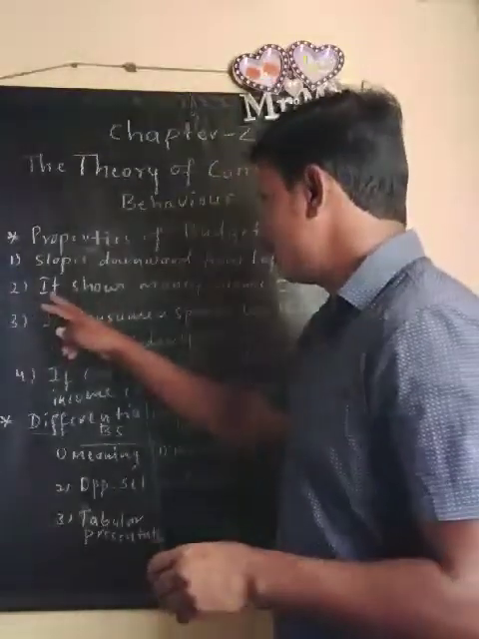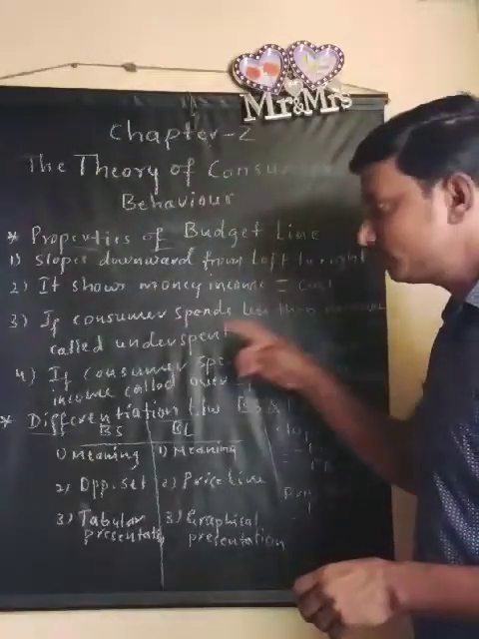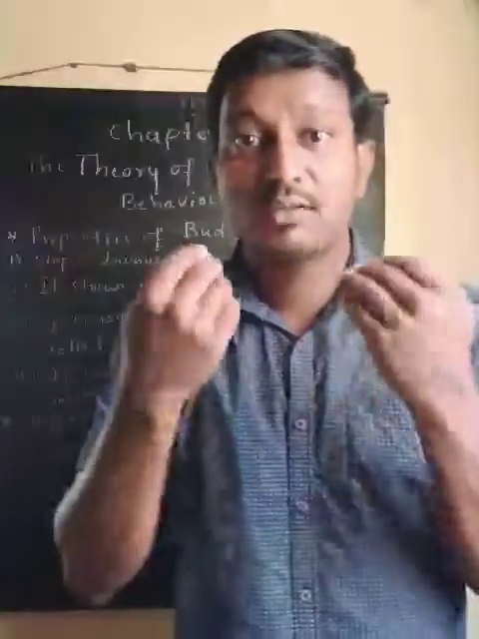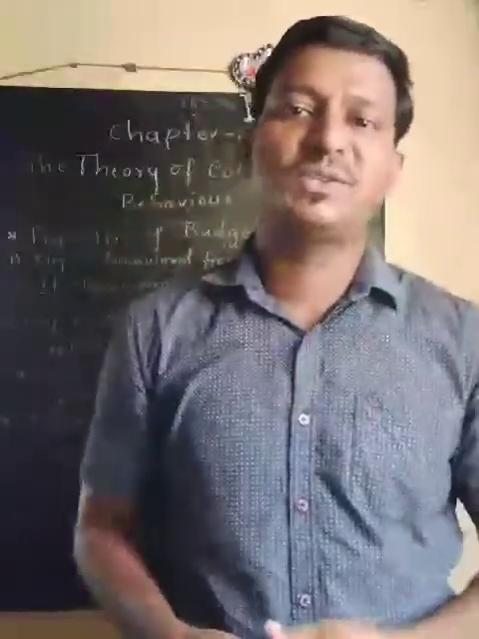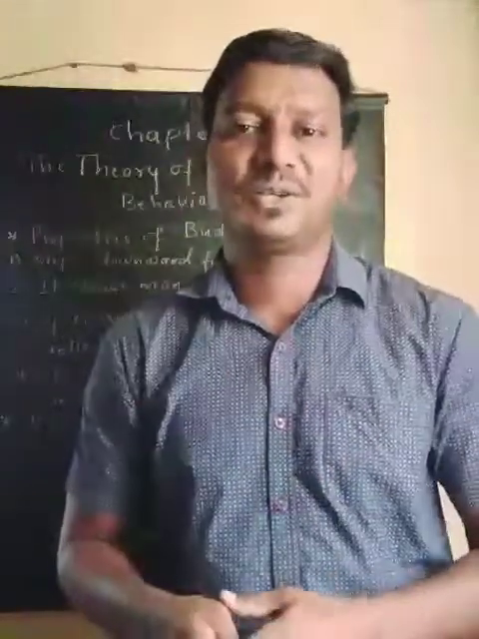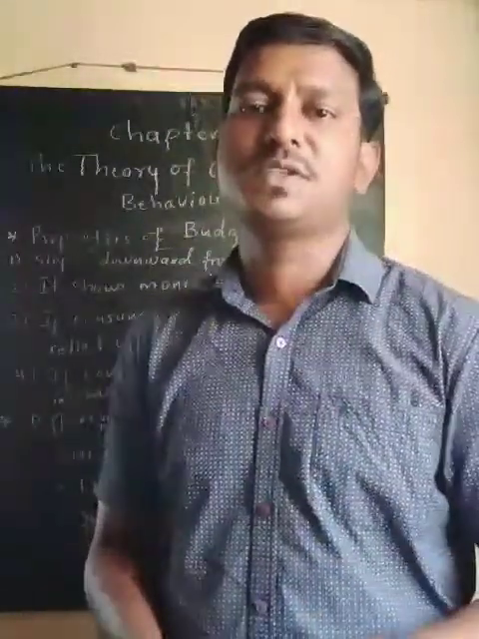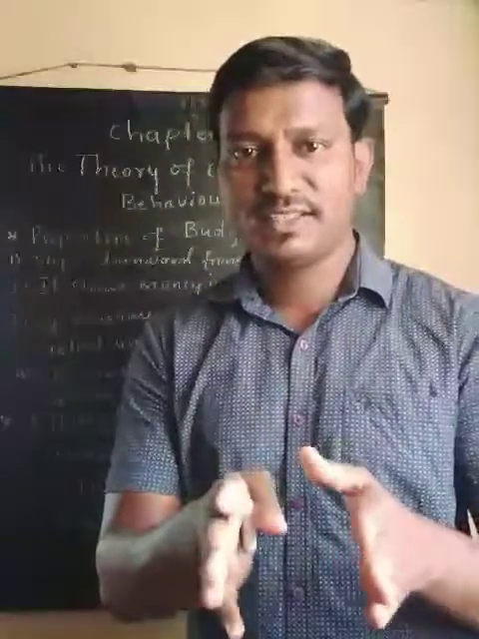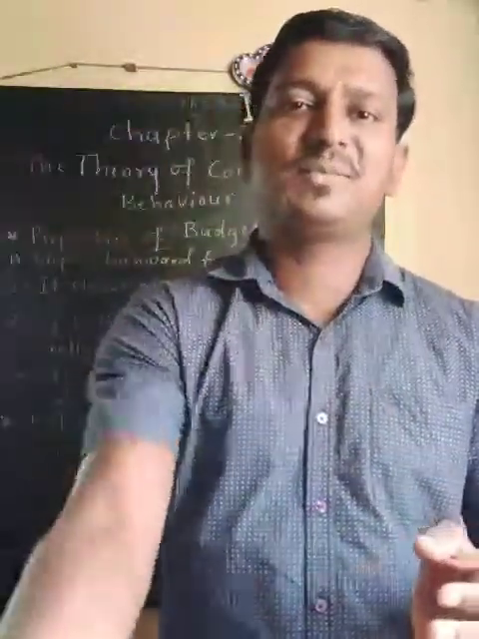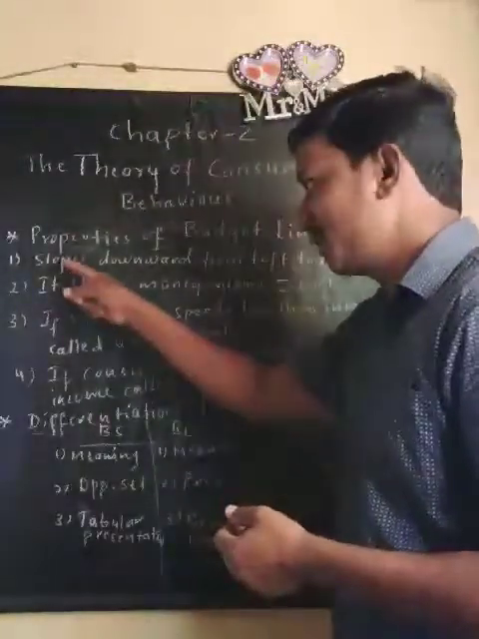Coming to the next one, it shows that the money income spent is exactly equal to the cost. Money income equals cost. As I already told you, however much income we have, the same amount we are going to spend on the entire cost of the units that we purchase. If I have 40 rupees, the 40 rupees is entirely spent on the purchase of any two commodities. As we saw in the last example, 40 rupees was the income, and the total 40 rupees was spent on purchasing two goods in different combinations. That is the second property of this budget line.